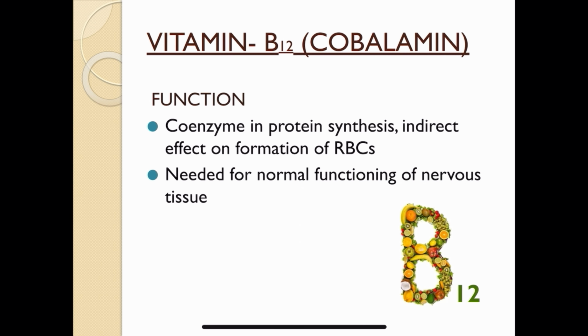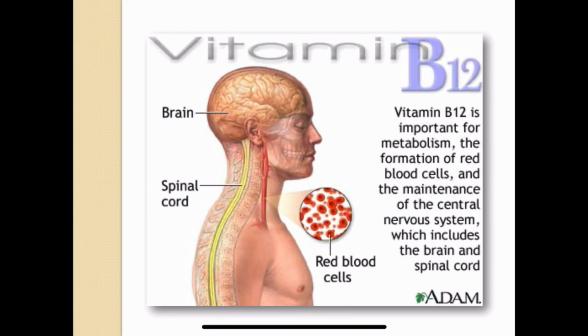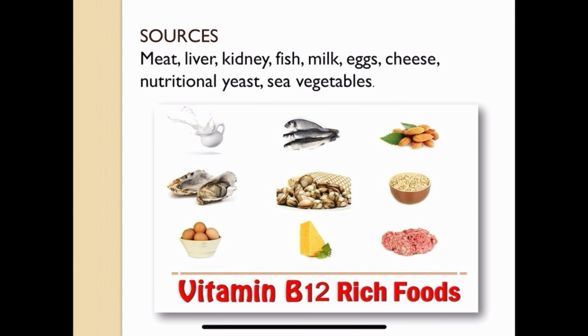Then we have vitamin B12, that is cobalamin. It acts as a coenzyme in the protein synthesis, indirect effect on formation of RBCs, and needed for the normal functioning of nervous tissue. Vitamin B12 is important for metabolism, the formation of RBCs, and the maintenance of the CNS, which includes the brain and the spinal cord. The sources are meat, liver, kidney, fish, milk, cheese, eggs, nutritional yeast, and sea vegetables.